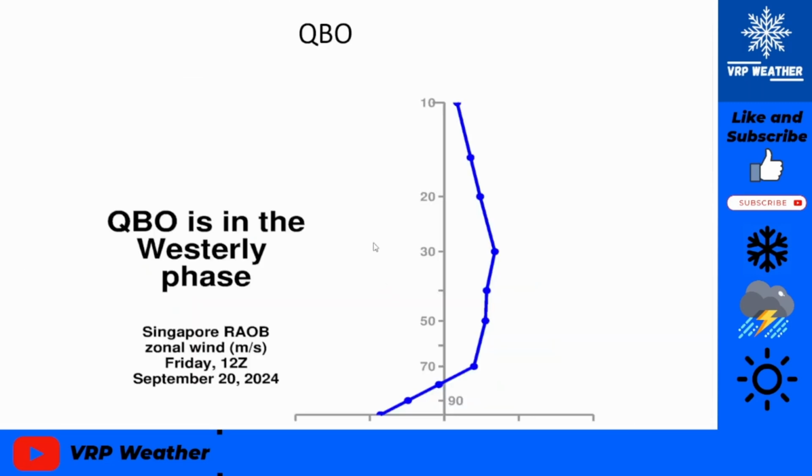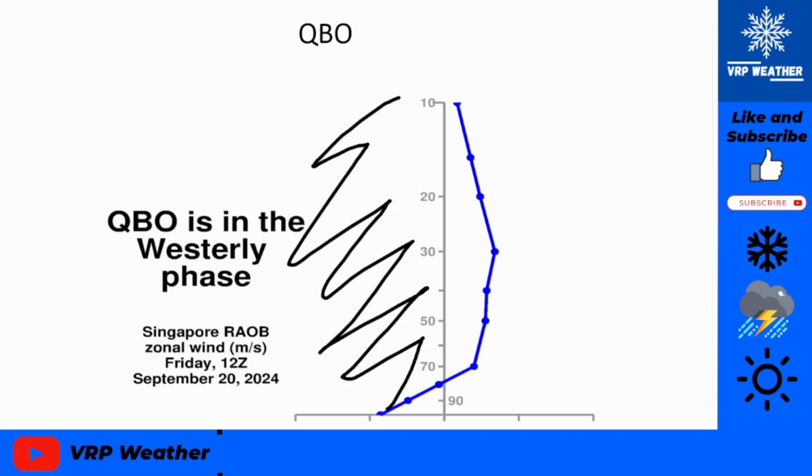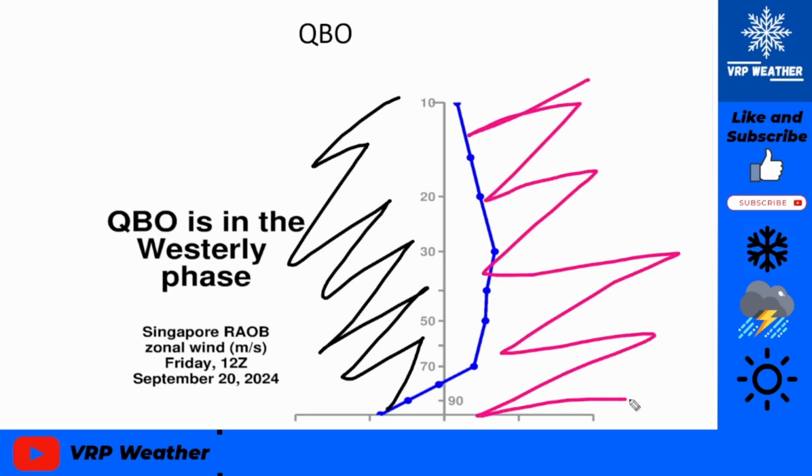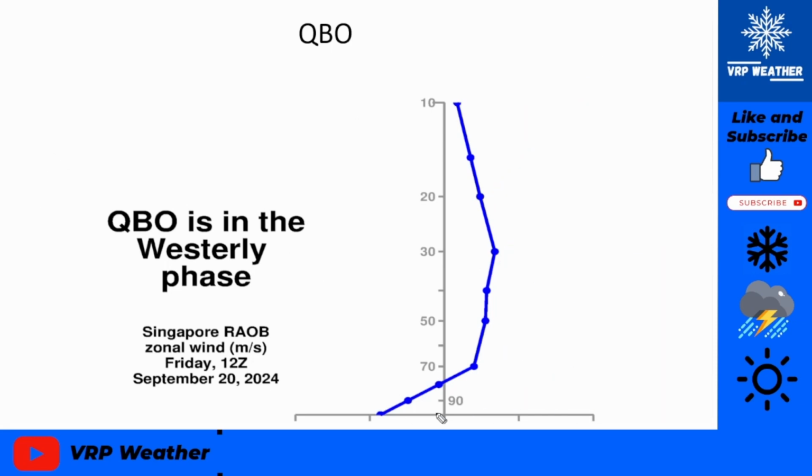Now moving on, QBO. Right now it's in the westerly phase. A QBO in the westerly phase is favorable for snowfall in the eastern two-thirds. However, the westerly phase is over here in the black, and the easterly phase is over here in the hot pink. Right now we're in the westerly phase, but we're quickly transitioning to an easterly phase by October, November, and eventually we're going to stay in an easterly phase, which is unfavorable for snow in the east.